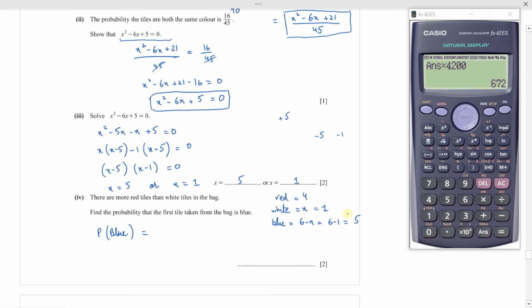And 5 plus 1 plus 4 is a total of 10. So now when you're picking the first tile, what is the probability that it will be blue? Your total tiles in the bag are 10. And how many of those 10 are blue? 5 are blue. So the probability of getting blue the first time is 5 over 10, or you can simplify it to 1 over 2 as well.